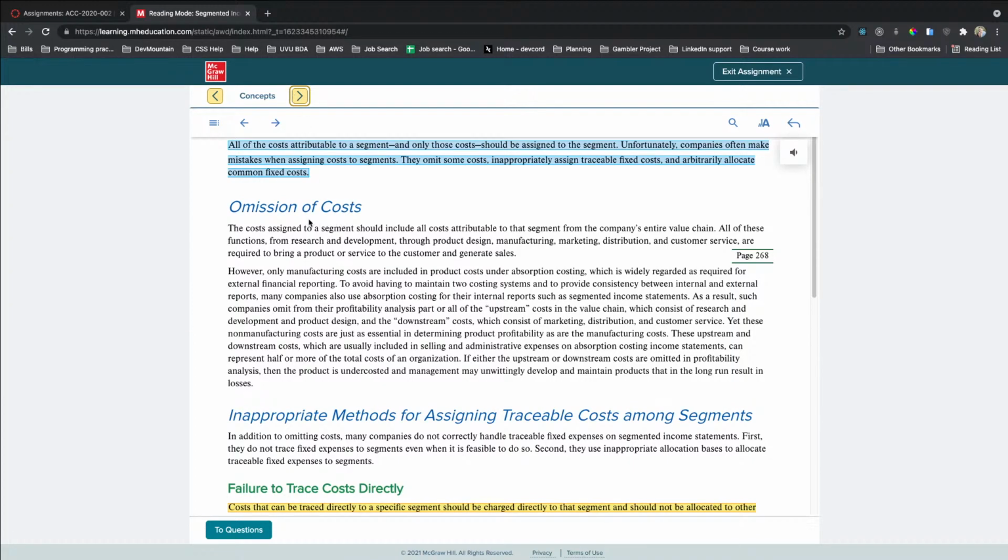All the costs attributable to a segment, and only those costs, should be assigned to the segment. Unfortunately, companies often make mistakes when assigning costs to segments. They omit some costs, inappropriately assign traceable fixed costs, and arbitrarily allocate common fixed costs.